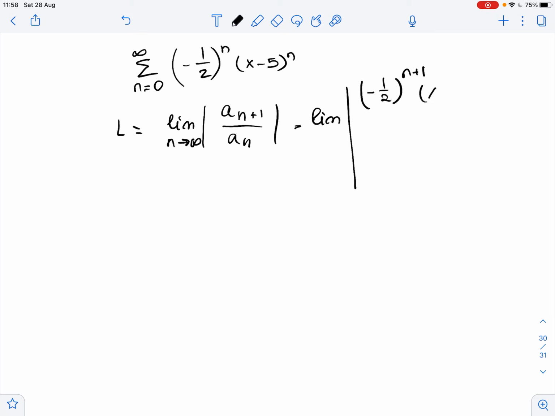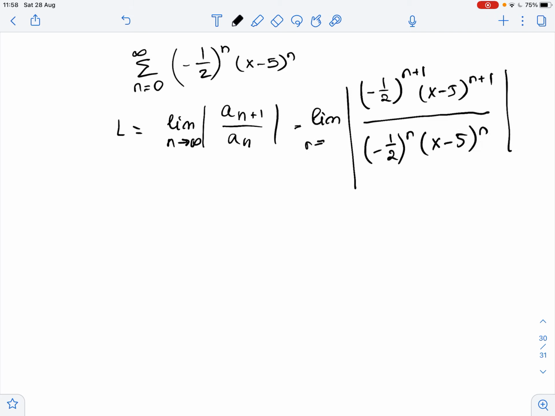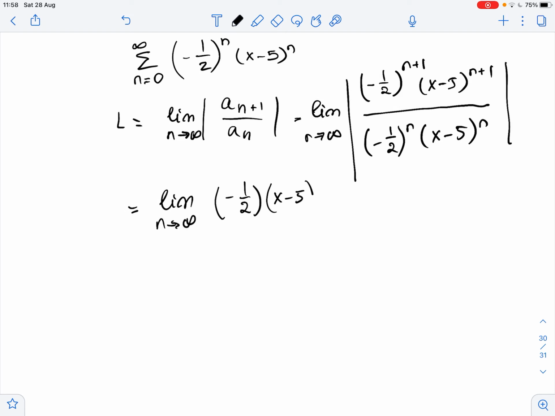of absolute value of negative 1 over 2 to the power of n plus 1 times x minus 5 to the power of n plus 1 over negative 1 over 2 to the power of n times x minus 5 to the power of n, and n approaches infinity. This equals the limit where n approaches infinity of negative 1 over 2 times x minus 5. And we need the absolute value of this. So this equals the absolute value of 5 minus x over 2.